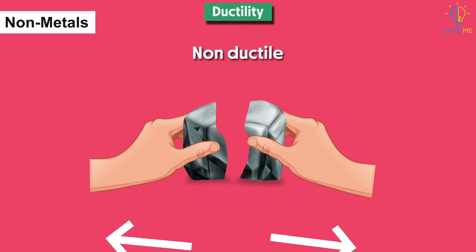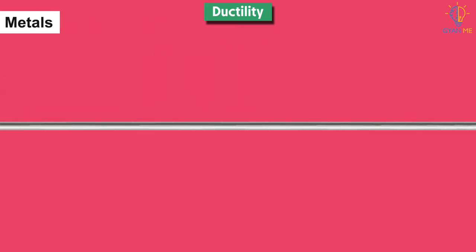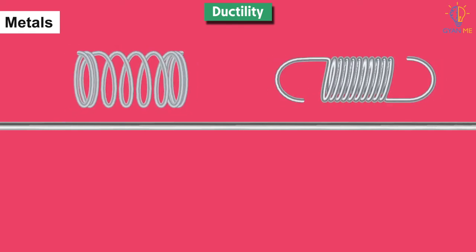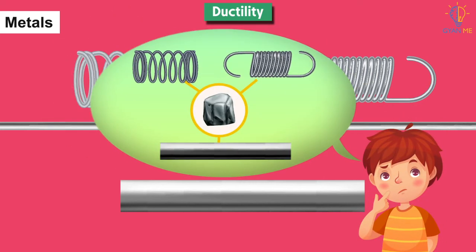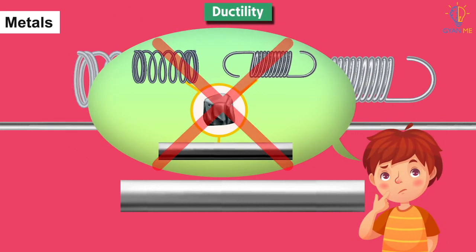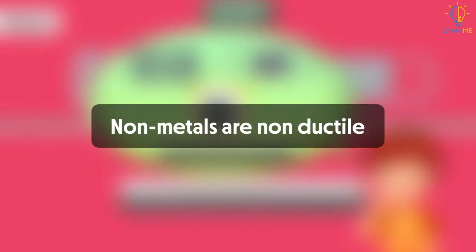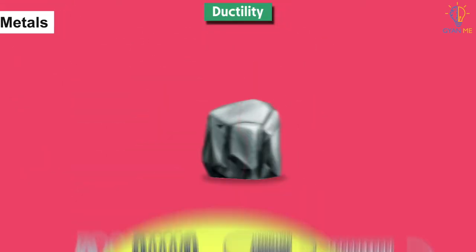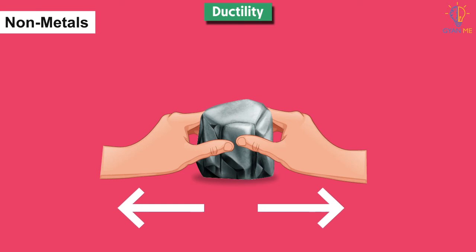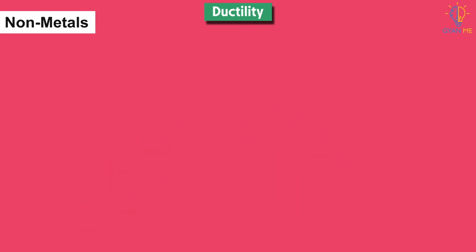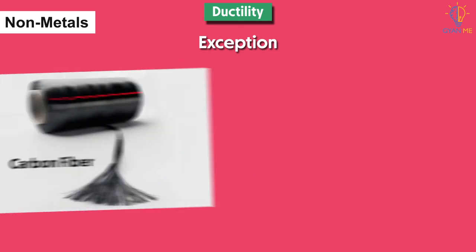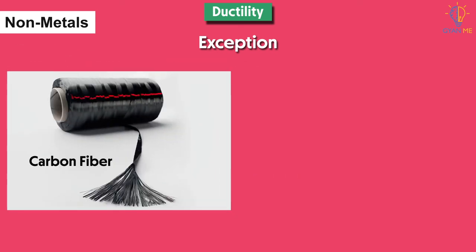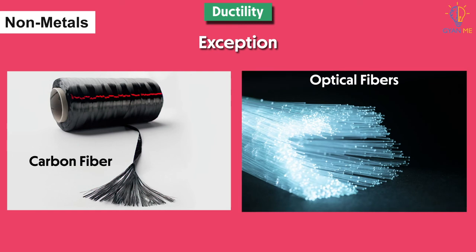Students, look at this copper wire, which is converted into various shapes like loops and pipes. Can you imagine doing the same with a graphite? No, because non-metals are non-ductile and they break when tried to bend. An exception to this rule is carbon. It is generally used to make carbon fibers which are used as optical fibers.